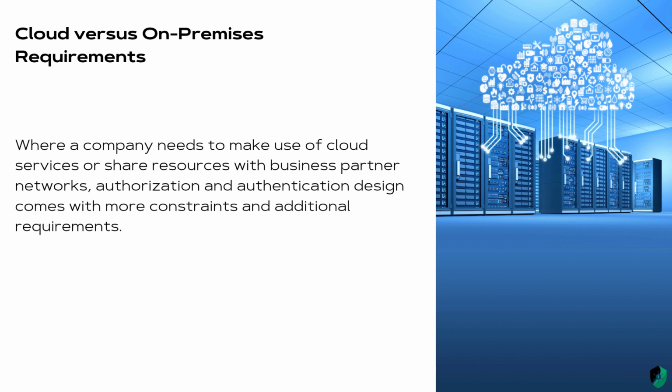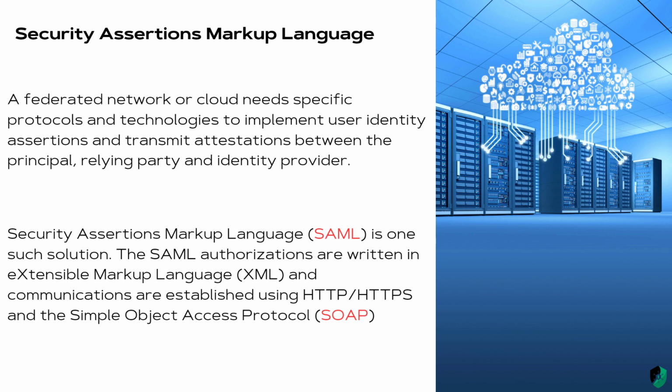Let's move on to cloud versus on-premises requirements. Now, when a company needs to make use of cloud services or share resources with business partner networks, authorization and authentication design will come with more constraints and additional requirements. It's going to become even more complex. For example, a federated network or cloud will need specific protocols and technologies to implement user identity assertions and transmit attestations between the principal, relying party, and identity provider.